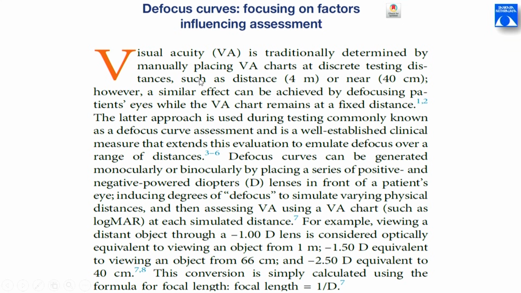Normal visual acuity is traditionally determined by manually placing visual charts at discrete distances, such as 4 meters or near at 40 centimeters. However, a similar effect can be achieved by defocusing patients while the visual acuity is tested at a fixed distance. So we give different lenses. For example, viewing a distance object with a -1 lens is considered optically equivalent to viewing an object from 1 meter, whereas with -1.5 it is equivalent to viewing an object at 66 centimeters, and with -2.5 it is 40 centimeters. These 3 numbers are very important to understand the defocus curve.